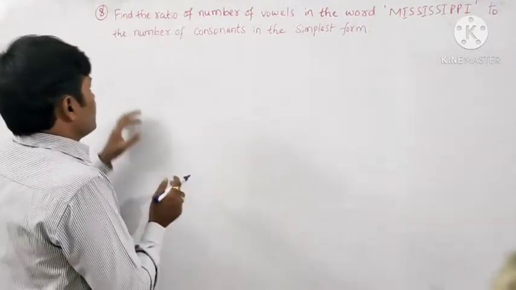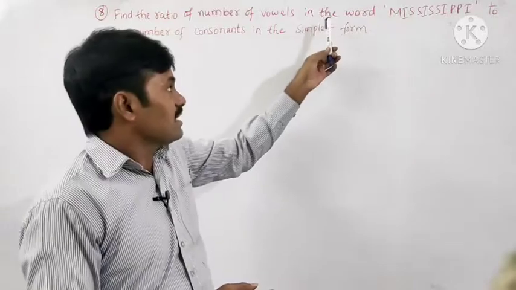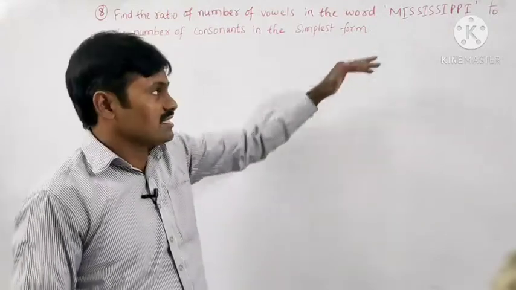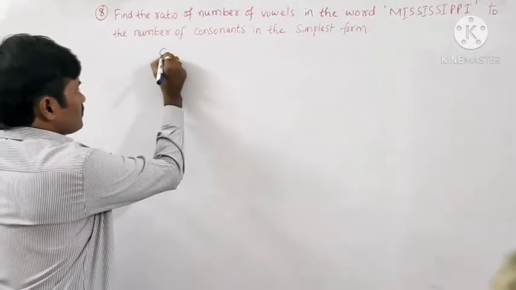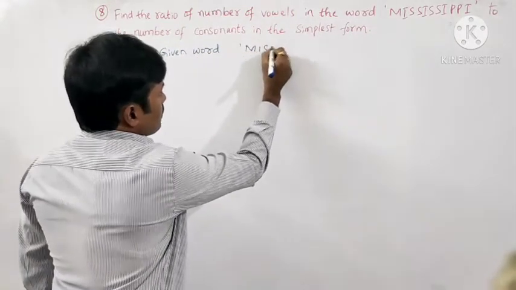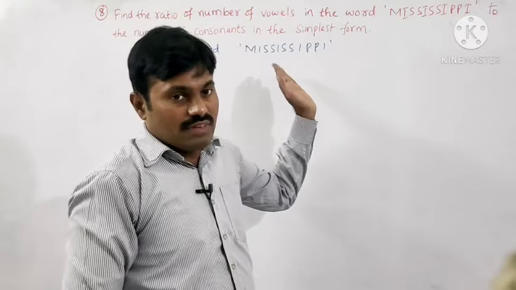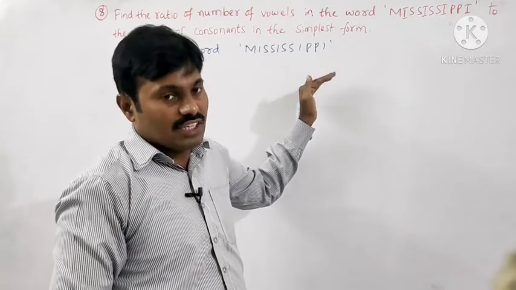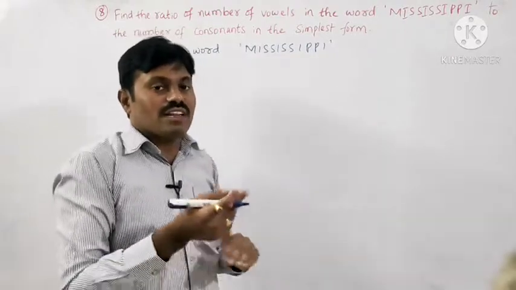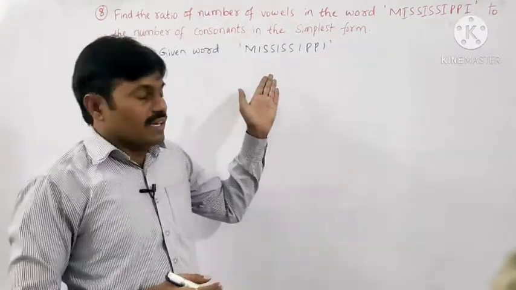English. Okay. So here the given word is Mississippi. Find the ratio of the number of vowels in the word Mississippi to the number of consonants in the simplest form. Okay, they asked for the simplest form. So the given word is Mississippi. It is framed with some consonants and vowels. They ask us to find the ratio of vowels to the consonants present in this word. First of all we have to identify the vowels in this word, next the consonants.